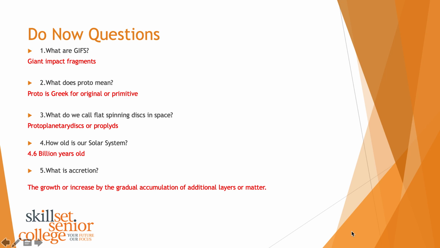And what is accretion? The textbook definition of accretion is the growth or increase by the gradual accumulation of additional layers or matter. So I was talking about clumping together of rock to create planets. We call that accretion. Awesome.